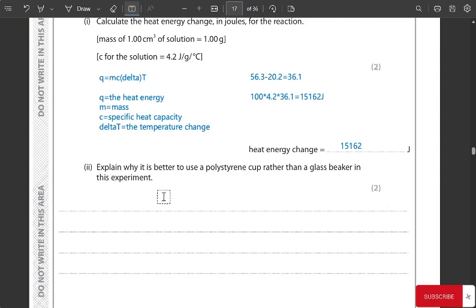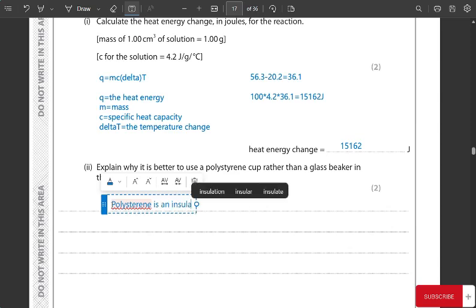And explain why it's better to use a polystyrene cup rather than a glass beaker in this experiment. We know that a glass beaker is a conductor, while polystyrene is an insulator.